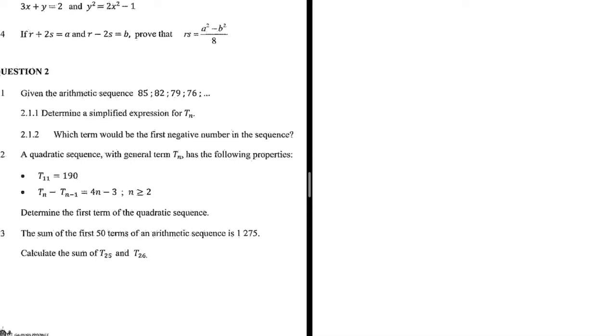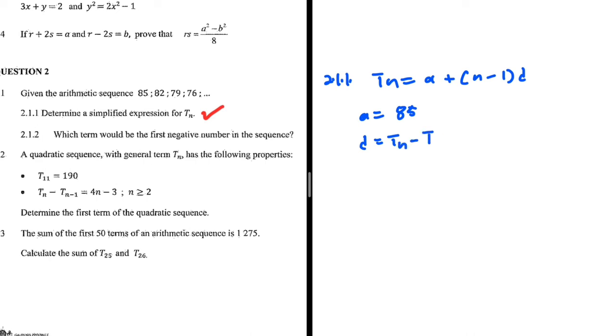Determine a simplified expression for Tn. Well, let's just determine Tn. I don't think simplified expression is really necessary. Too wordy for my liking. But either way, 2.1.1, we want Tn for an arithmetic sequence. Obviously, we're going to have a plus n minus 1 multiplied by d, where a is the first term. It happens to be 85. There we go. And then d is the common difference. We can find d by saying tn minus tn minus 1, the difference between two consecutive terms.